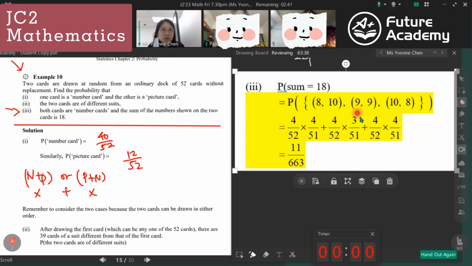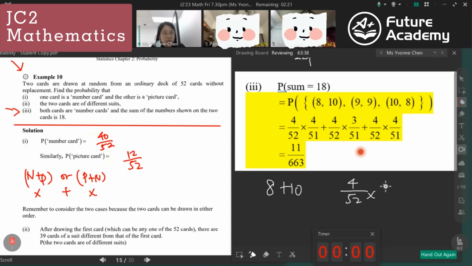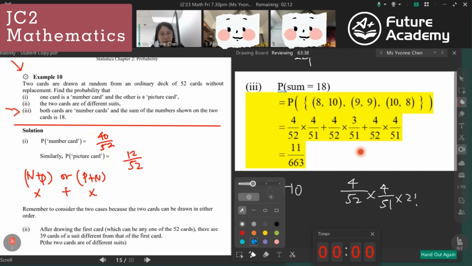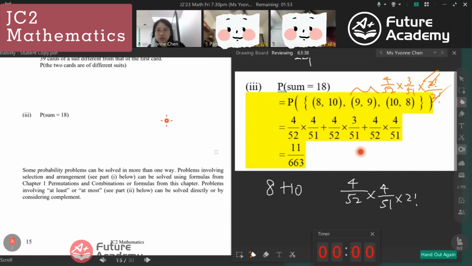If you consider the order, you can consider 8 and 10 as a combination. So it's 4 out of 52 times 4 out of 51, then times 2 factorial. This is okay. But for 9 and 9, you do 4 out of 52 times 3 out of 51, then you times 2 factorial. But 2 of them are the same, so you divide by 2 factorial. They cancel, right? Okay, thank you. So let's do the next question.